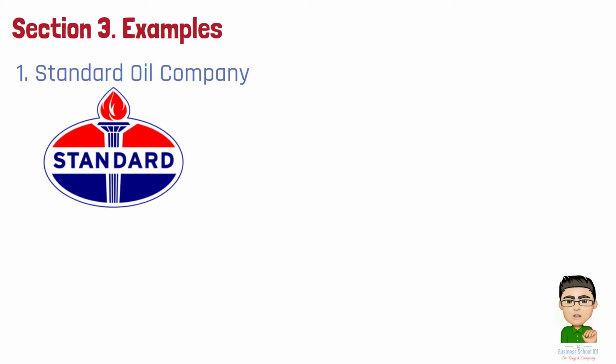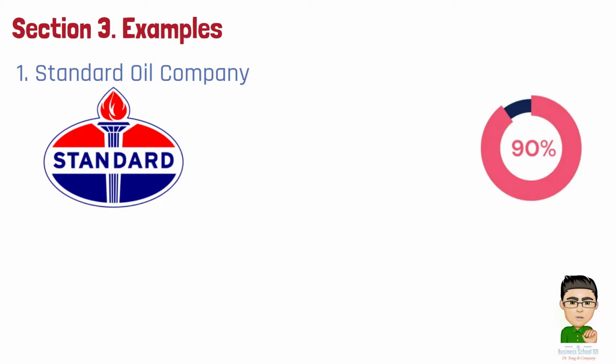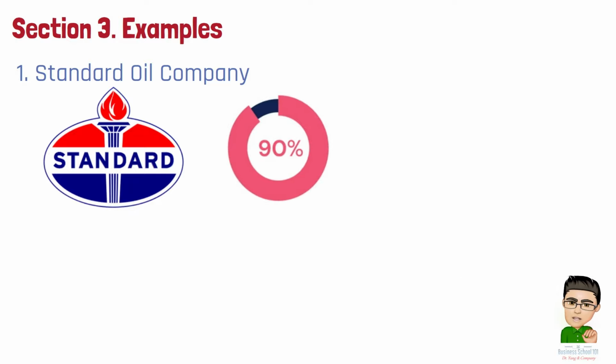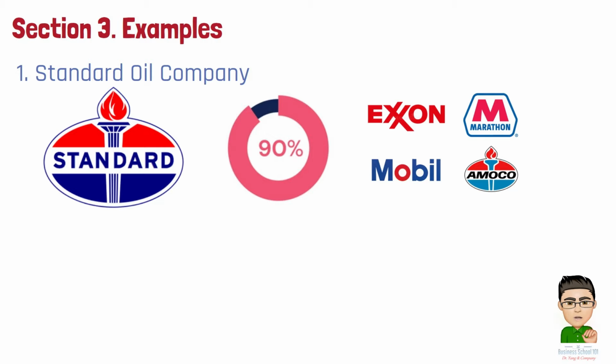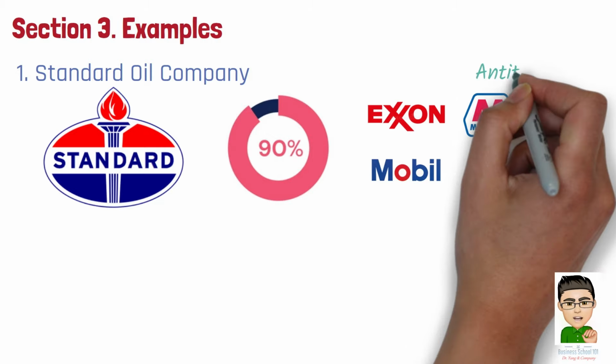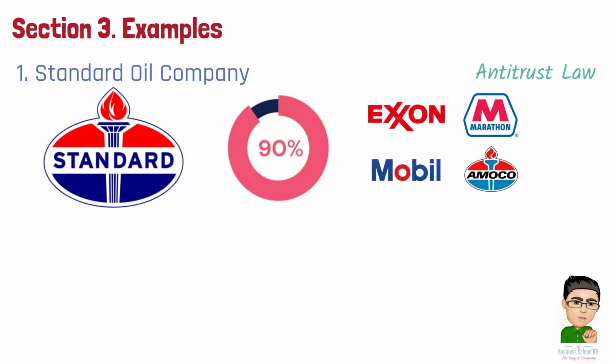Through vertical integration and aggressive business tactics, Standard Oil controlled approximately 90% of the oil refineries in the U.S. by 1880. The company's monopoly was seen as a threat to competition and led to the U.S. Supreme Court case in 1911, which resulted in the company's breakup into 34 smaller companies. The dissolution of Standard Oil was a landmark moment for antitrust law and regulation in the United States.